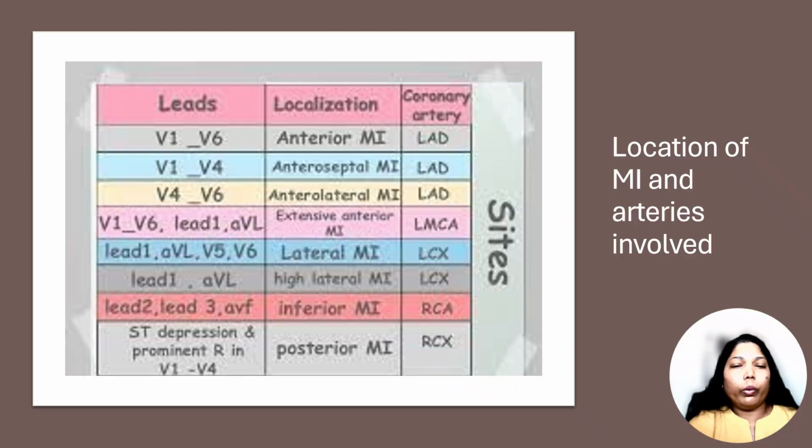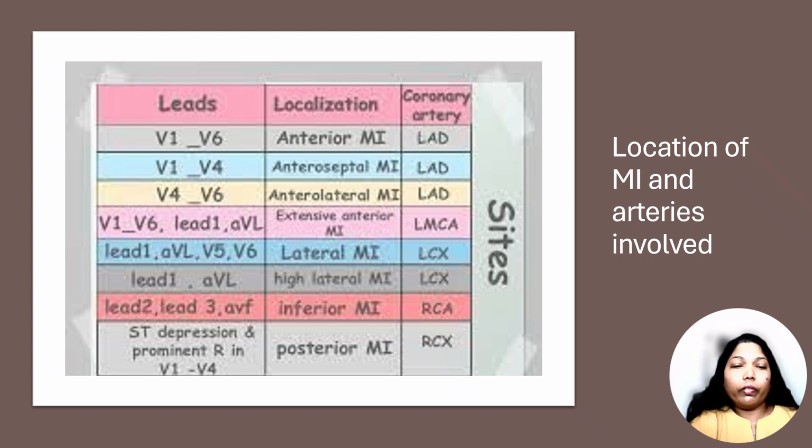So let me move on to the localization of MI. The leads V1 to V6, the precordial leads, are all placed on the anterior wall of the chest. So V1 to V6 localizes anterior MI, and the artery that is affected in anterior MI is the LAD, left anterior descending. Then you can separate the anterior into anterior septal and anterior lateral.